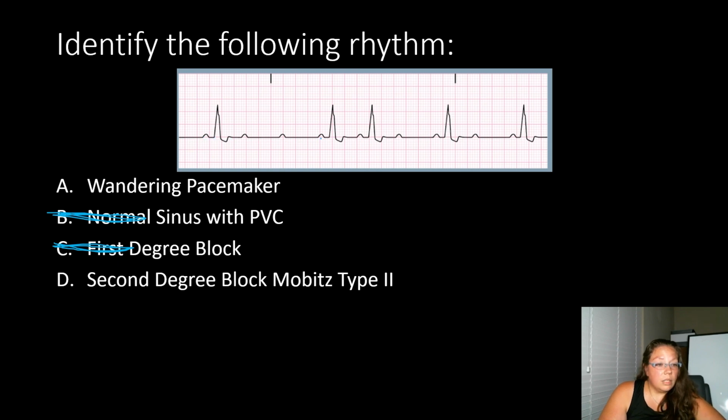So we have to look at this. The PR intervals are the same, right? So if it is second degree, then it's type 2. If you looked and you guessed second degree, you would be correct because not all the P's are getting through and the PR interval is the same. So if you guess second degree block, Mobitz type 2, you are correct.